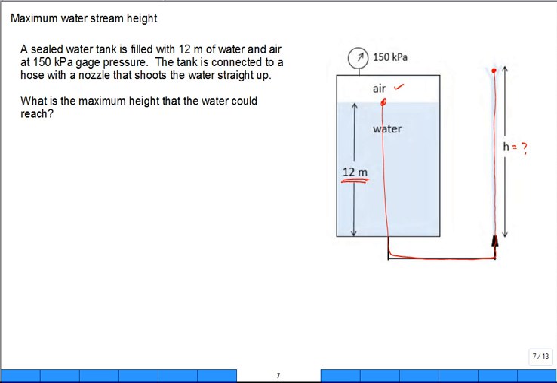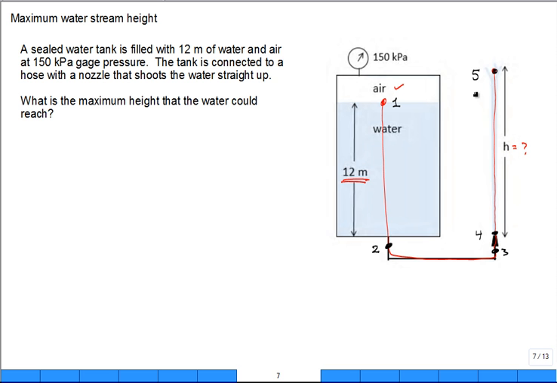So let me introduce some numbers for states. Let's say this is state 1. Right inside the tube, right down here is state 2. State 3 is right before the nozzle. State 4 is right after the nozzle. And state 5 is the maximum height. So those are our 5 points that I want to evaluate. So if I wanted to find H, how would I do it?